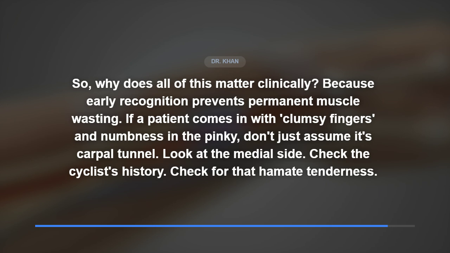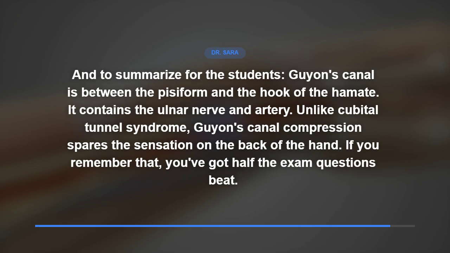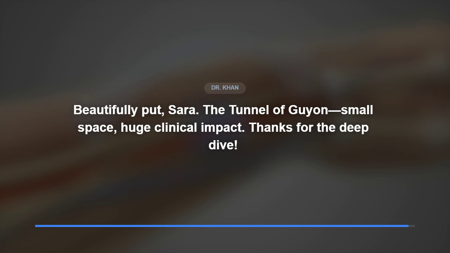And to summarize for the students, Guyon's canal is between the pisiform and the hook of the hamate. It contains the ulnar nerve and artery. Unlike cubital tunnel syndrome, Guyon's canal compression spares the sensation on the back of the hand. If you remember that, you've got half the exam questions beat. Beautifully put, Sarah. The Tunnel of Guyon. Small space, huge clinical impact. Thanks for the deep dive.